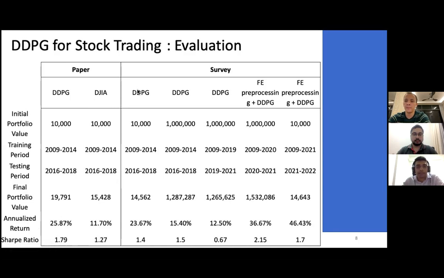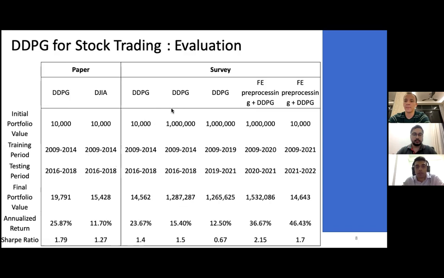When I trained the DDPG agent on the same data set, although using a different implementation, because the authors of the paper have not made the code public, I selected code from somewhere else related to the DDPG algorithm implementation itself. And it gave a slightly lower annualized return of 23.67% and a Sharpe ratio of 1.4.